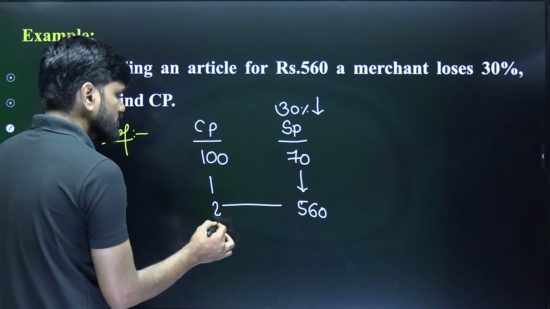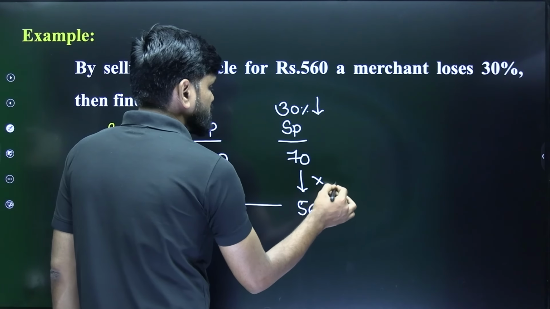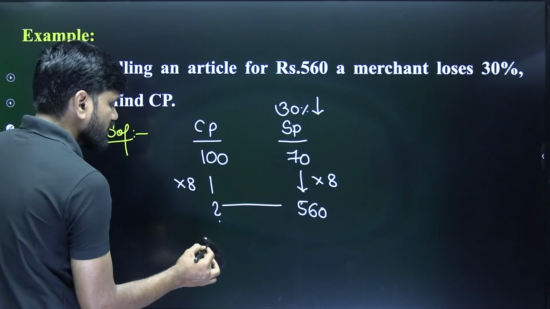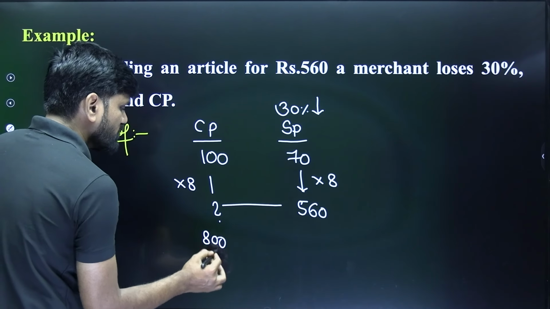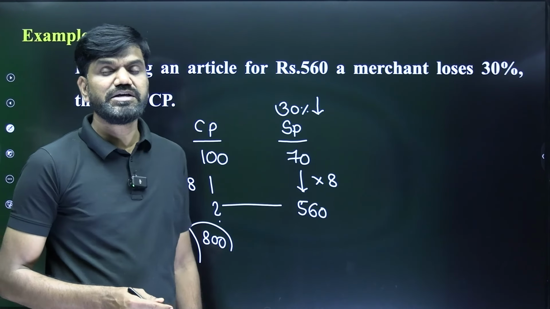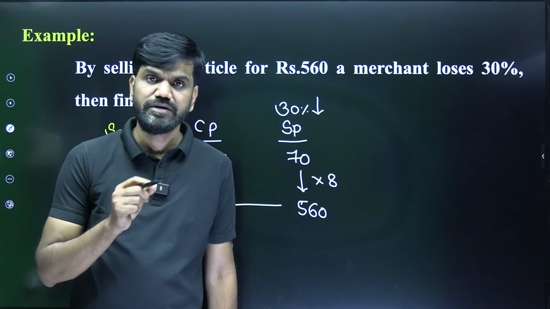How many times here? 8 times. Here also you take 8 times. 8 times of 100 should give you 800. Hence the cost price has to be 800.